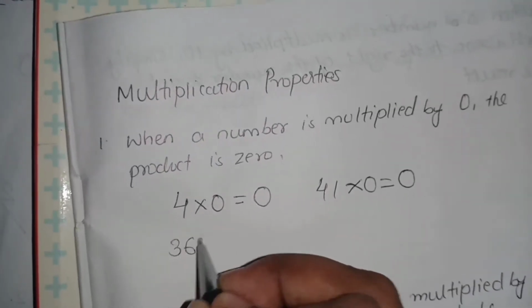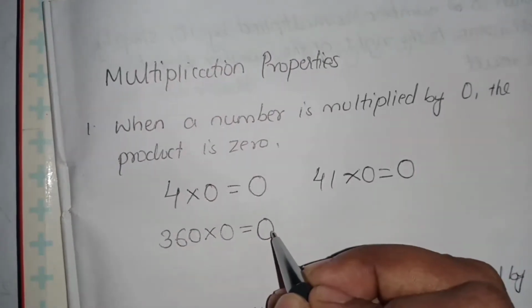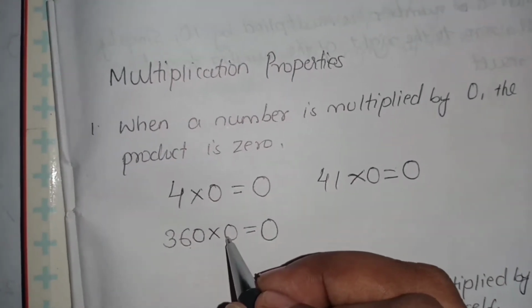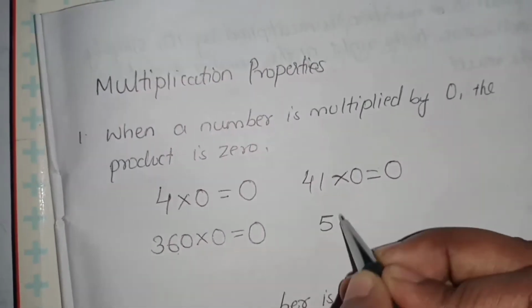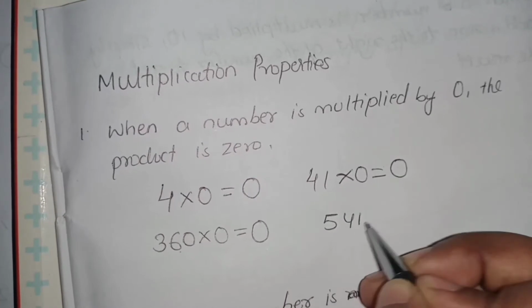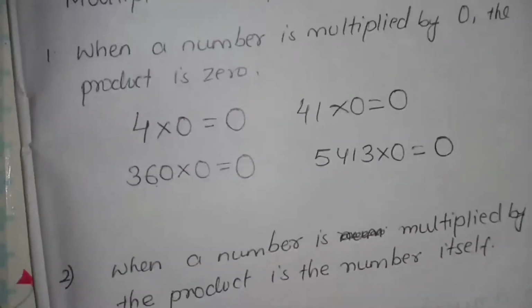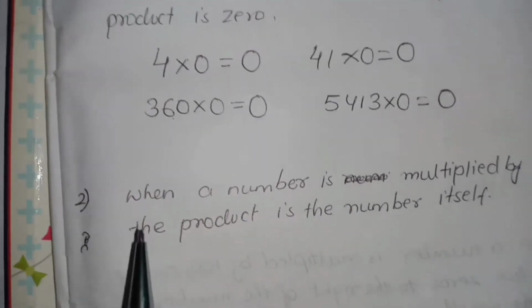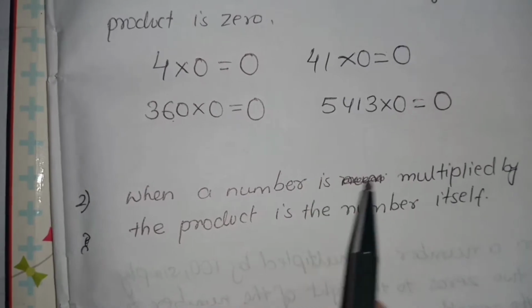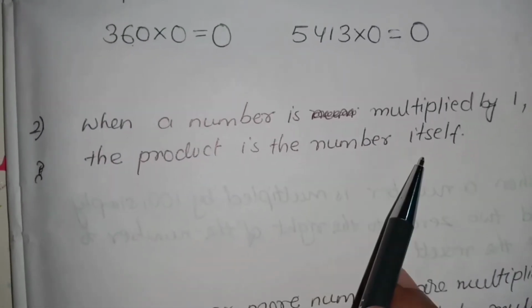360 into 0, so what will be the product? 0. This is the multiplicand, this is the multiplier, and the product is 0. So any number multiplied with 0, the product is 0. This was property number 1. Now what is property number 2? When a number is multiplied by 1, the product is the number itself.